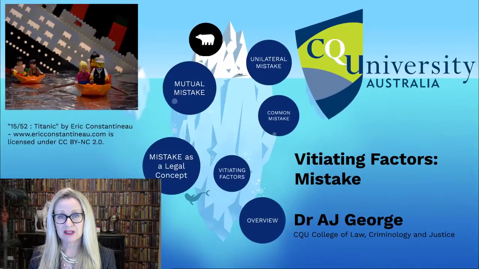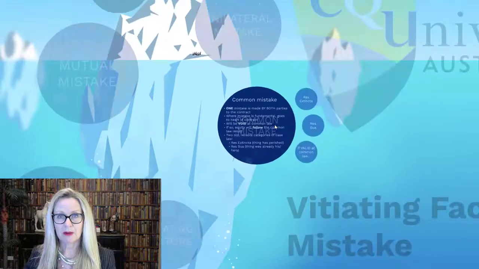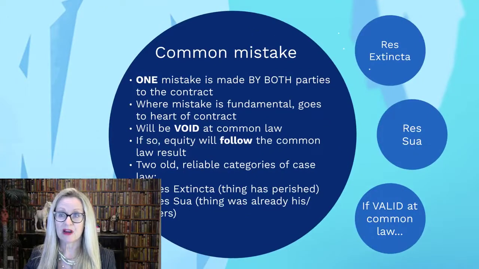This is the video series on vitiating factors, and this is video 2 in the sub-series on mistake. In the first video, we had a look at the general foundational concepts in relation to mistake, and we particularly had a little look at equity and the kinds of equitable remedies that might be provided. And now what I would like to do is jump into common mistake, first of the three kinds of mistake, three main kinds.